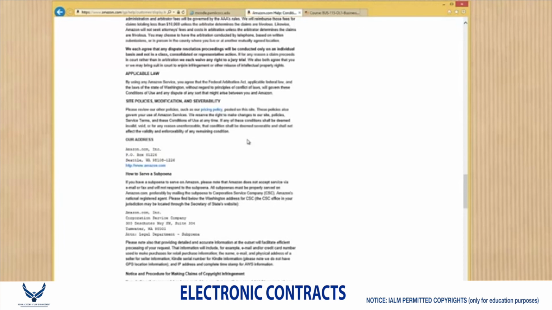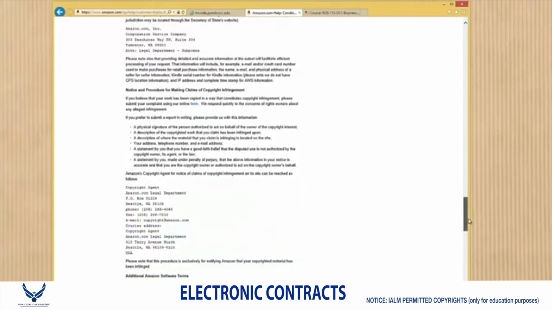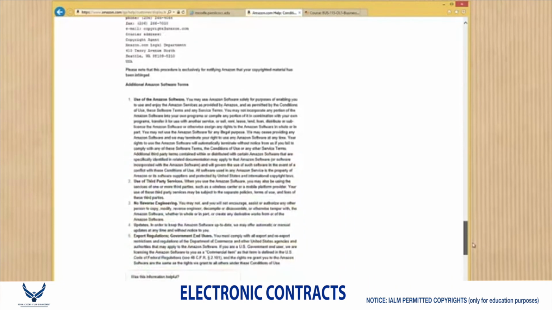So the next time you look at online transactions, pay attention to these terms just for kicks. See what you're agreeing to when you make a purchase. They're going to look very similar to this, but you might see a little variation. It's a pretty interesting way to see how business law impacts your everyday life.